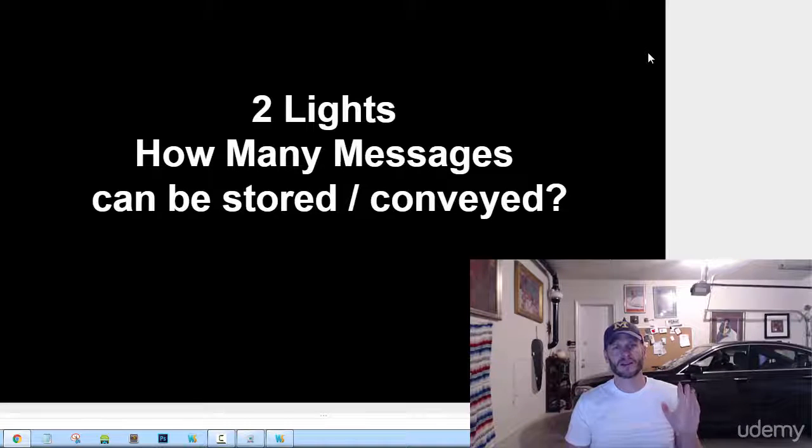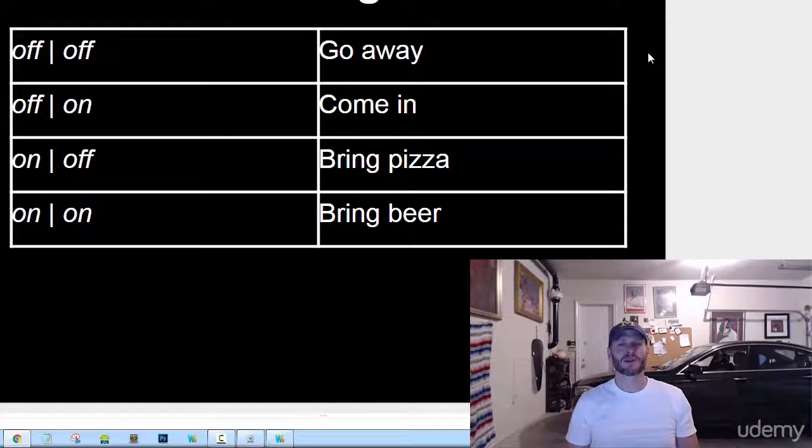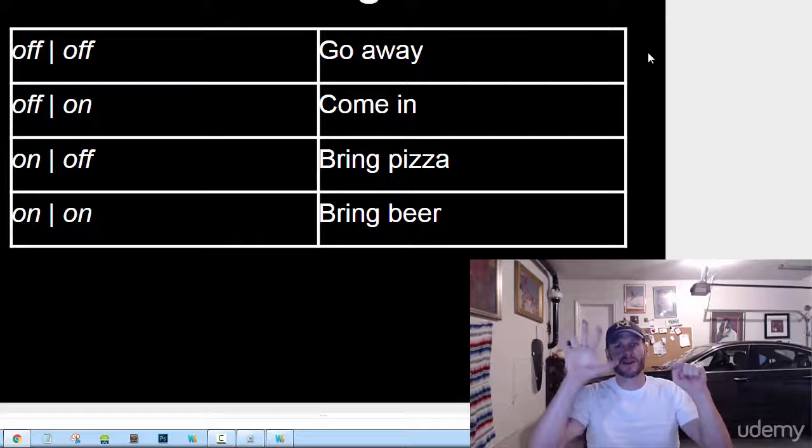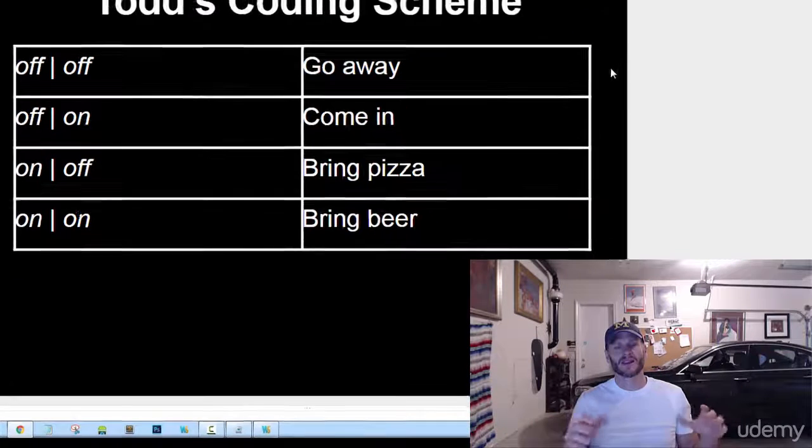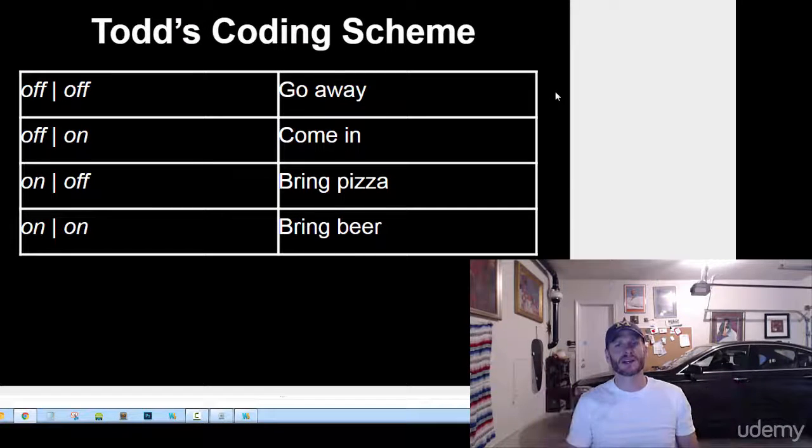So pause the video, think about that for a second, and see if you can answer it. And then here's the answer. 4. Right? Because they could both be on, they could both be off. One could be on, the other could be off, or vice versa. And so you could create your own coding scheme, and you could say, hey, if the lights are in this arrangement, they mean these things. And if you tell somebody that coding scheme, they can look at those lights, and depending upon their on-off configuration, they know what you're trying to convey.